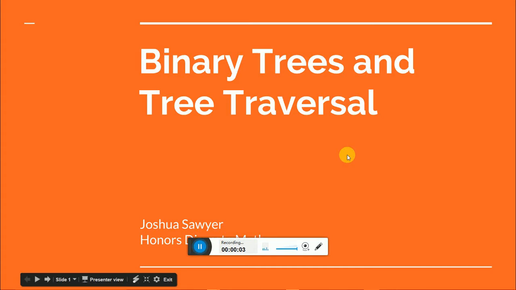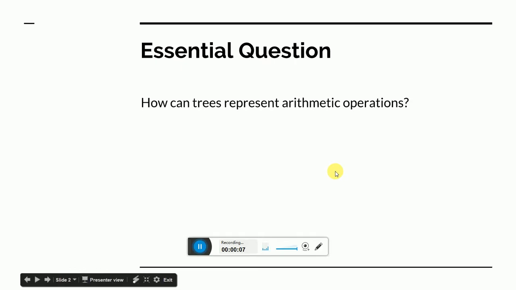Today we're going to talk about binary trees and tree traversal. Such a question is, how can trees represent arithmetic operations? So we want to specifically look at binary trees once we get to that point, and talk about how those binary trees can be used to represent arithmetic operations.